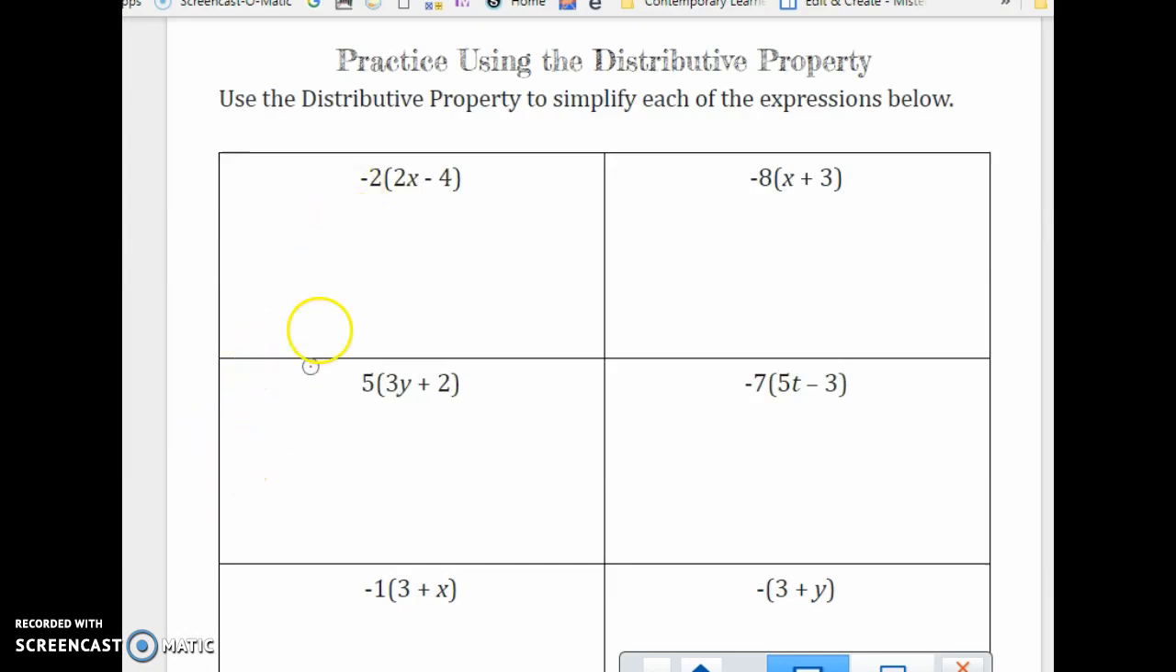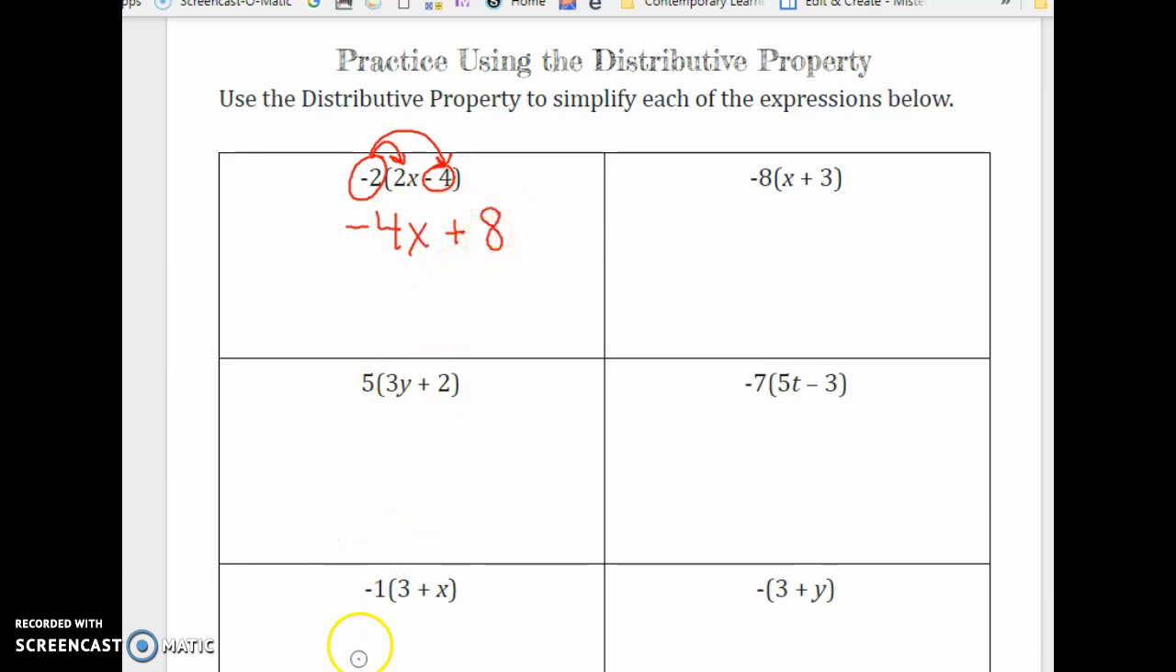Okay, if you look, we are going to try some practice problems. This is a -2 on the outside. We need to distribute it between both of the terms on the inside. -2 times 2x is -4x. -2 times, this is by the way a -4. A negative times a negative is a positive, so I would write plus 8. If you need to pause the video to think that through, go for it. I'm going to move on.